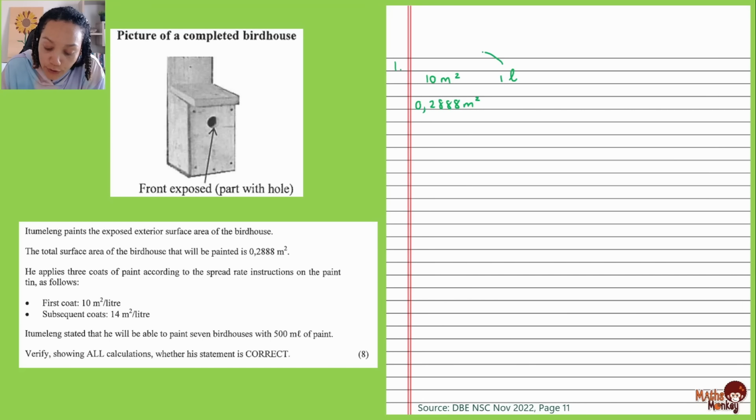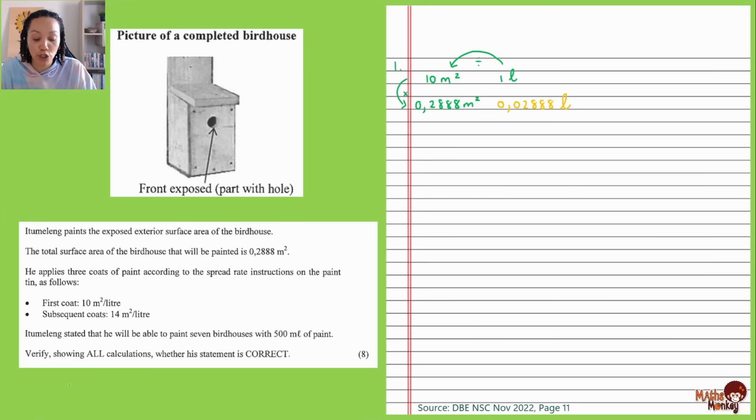So I will do the LVN method, which says divide first and then multiply. And obviously, if you don't know the LVN method, you can go to my conversions video and have a look at that. So I've got 1 divided by 10 multiplied by 0.2888. I will end up with an answer of 0.02888. This is liters. So this is how much we need for the very first coat.